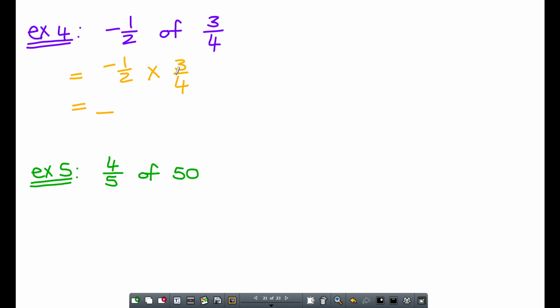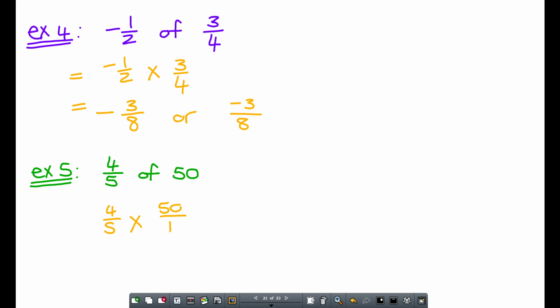So at the top, 1 times 3 gave me 3. And then at the bottom, 2 times 4 gave me 8. You could have also said minus 3 over 8. Okay, same thing. Right, now example 5. 4/5 of 50. So it's actually 4 over 5 times 50. But write that 50 as a fraction. 50 over 1. Did everyone finish example 5?